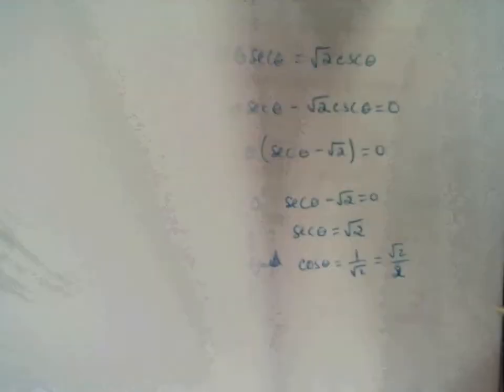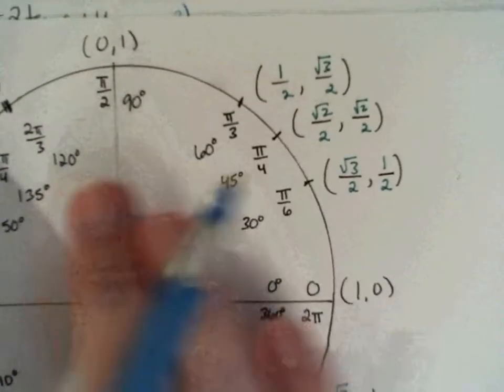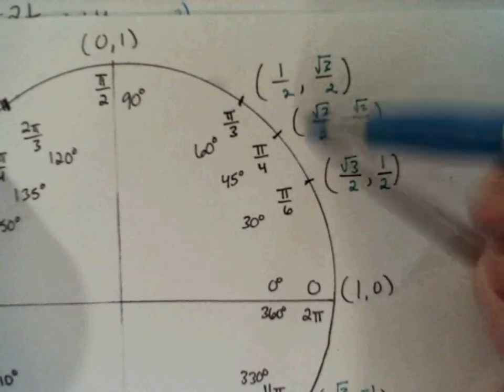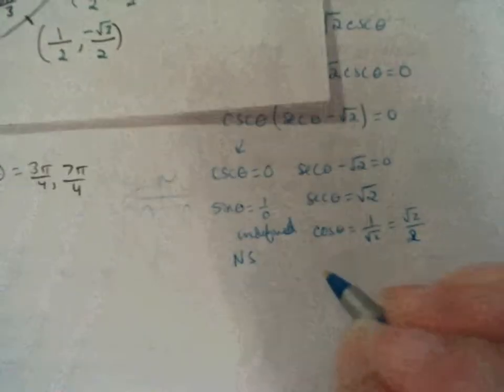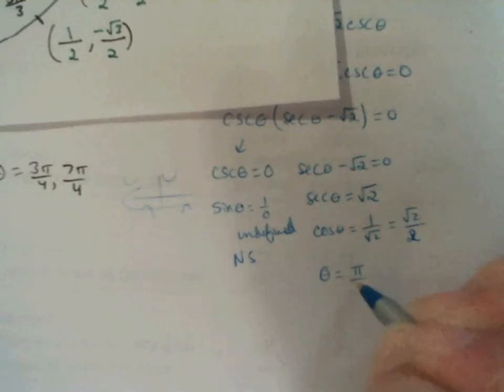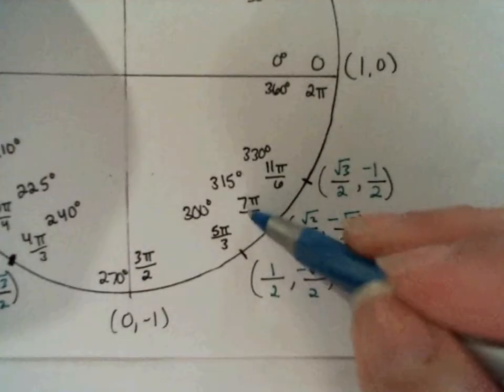So I'm looking for when cosine is the square root of 2 over 2. Cosine is the x, and the x is only positive on the right-hand side of the unit circle. So I'm looking right here at pi over 4, when cosine is square root of 2 over 2, and at 7 pi over 4, when cosine is square root of 2 over 2.